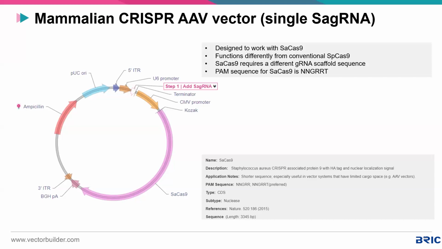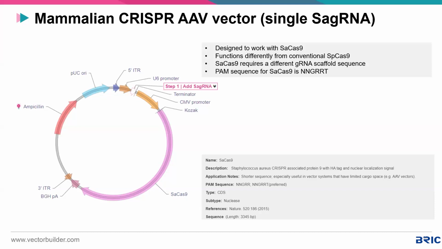So in this case, the Cas9 is smaller, and it functions differently from the conventional SpCas9 that we have talked about. SaCas9 requires a different guide RNA sequence called the SaCas9 guide RNA. And the PAM sequence for SaCas9 happens to be NNGRRT, which is different than the more commonly used PAM sequence of NGG. Again, this is an example of your PAM sequence and your guide RNA being compatible with the Cas9 that you have chosen.